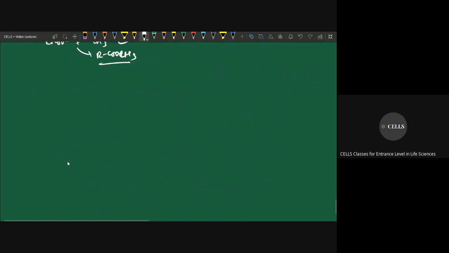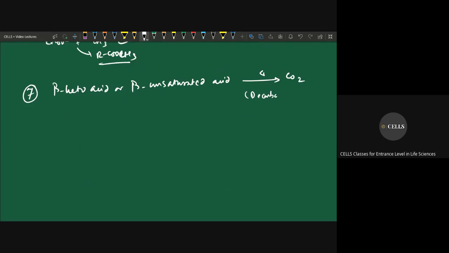Now, 7. Suppose if you have beta keto acid, in the beta carbon there is a keto group, okay, beta keto acid or beta unsaturated acid. Why? Because in the keto group there is a C double bond O. Double bond means there is an unsaturation. So beta unsaturated acid, on heating, it will give CO2. So this is a kind of decarboxylation.